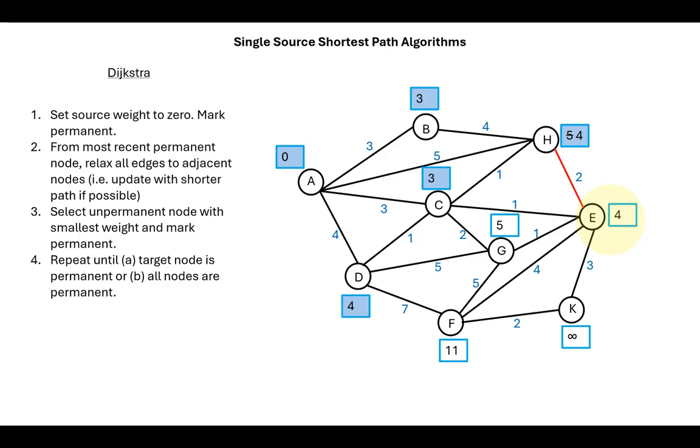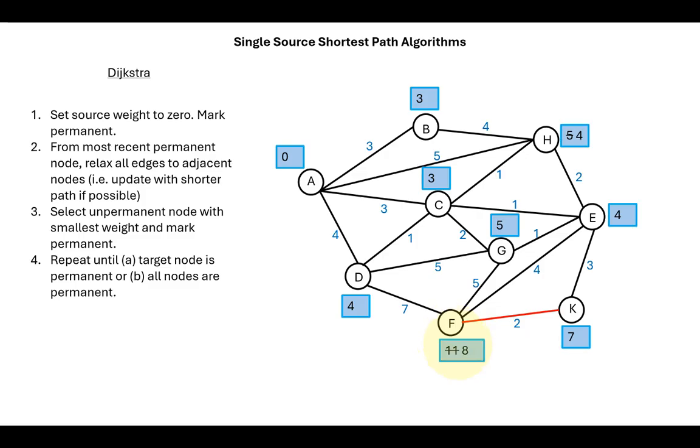Now we are going to make E permanent, and consider edges from E. We've got 4 plus 4, which is 8, which updates F, and 4 plus 3, which is 7, which updates K. Now we make G permanent, which is 5, and we have to consider GF. 5 plus 5 is 10, that's no better than 8, so now we will make K permanent, and then we'll consider from K to F, which is still bigger than its existing value, so we make F permanent and we stop the algorithm.